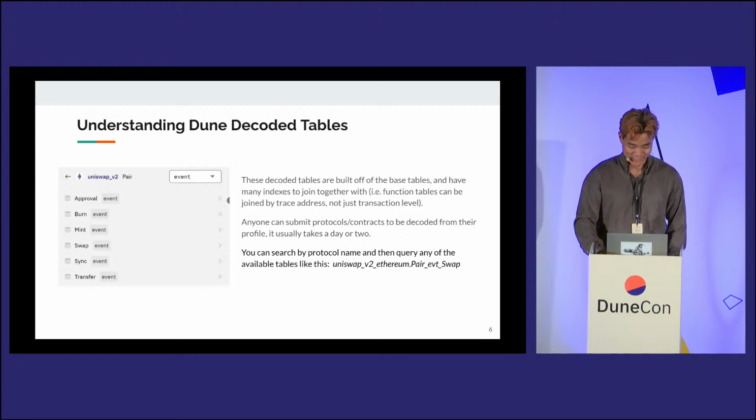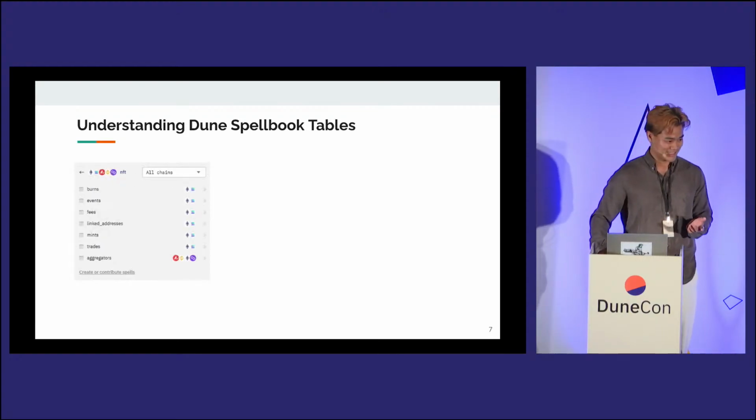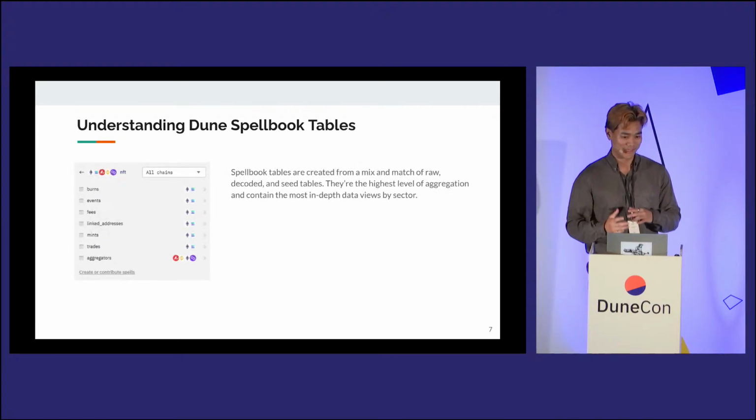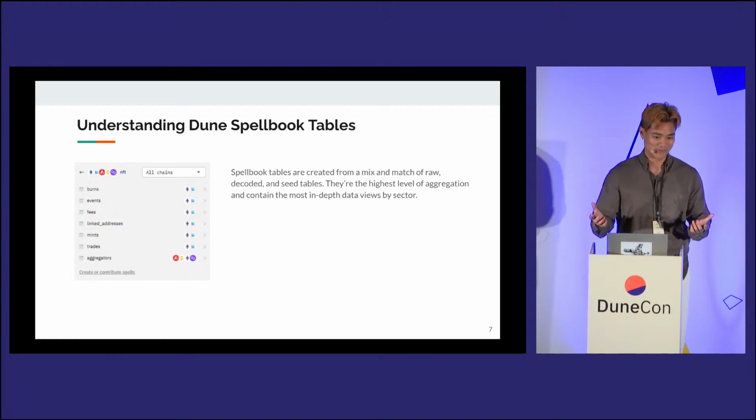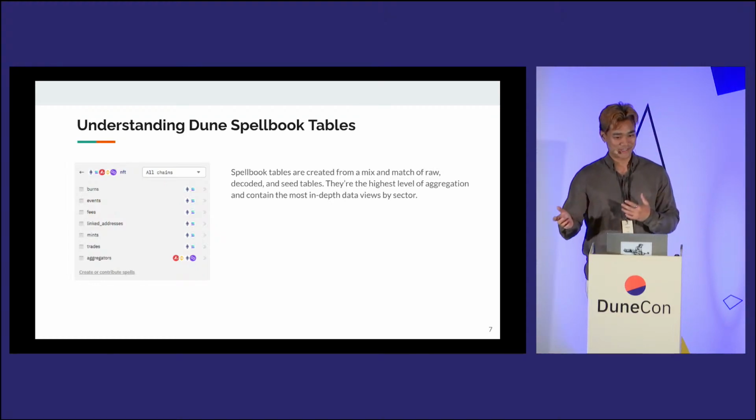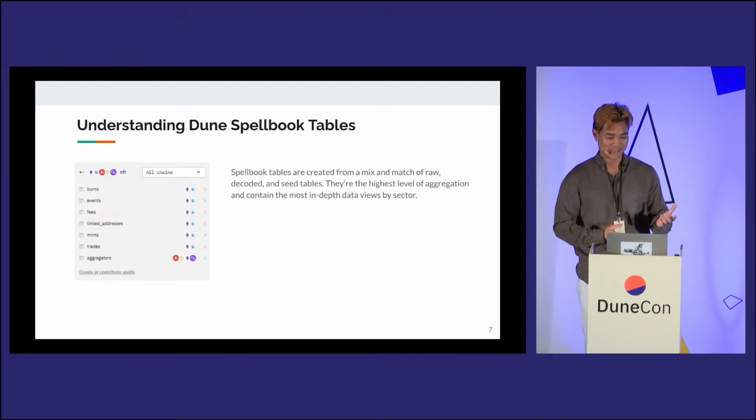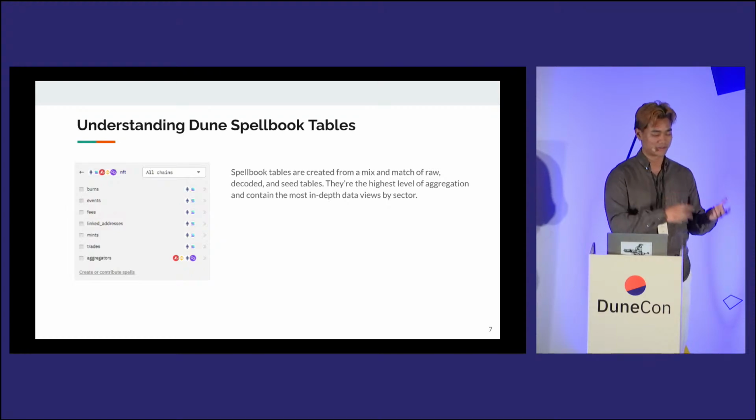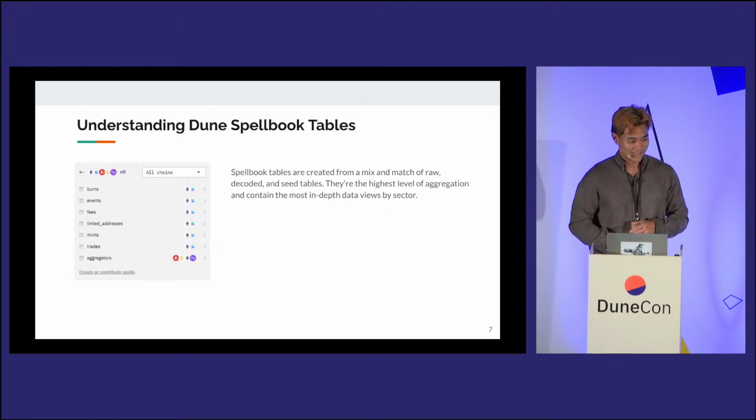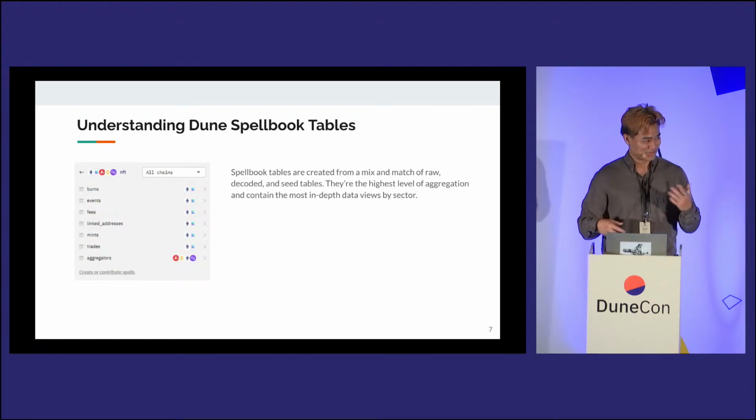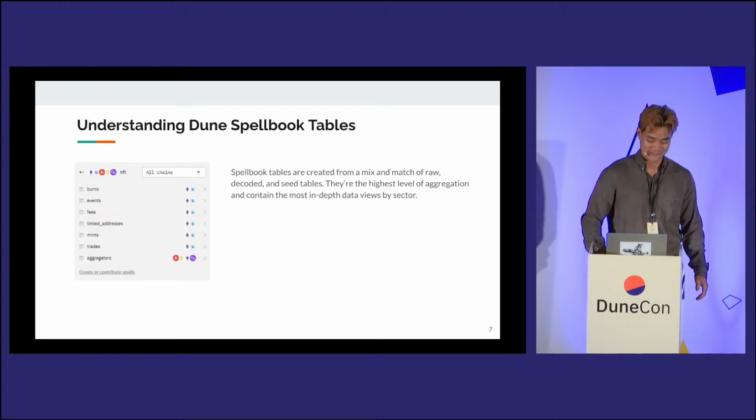And hopefully, for anyone who attended Meghan's session earlier on Spellbook, you should know that we have these aggregated tables as well that have all NFT trades or all DEX trades across chains. Those are built by combining various parts of decoded tables and base tables in magical ways so that we can have higher fidelity aggregated data to query off of, and that makes wizard lives easier, right?